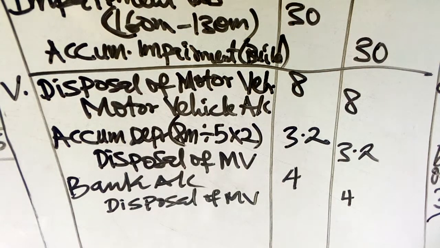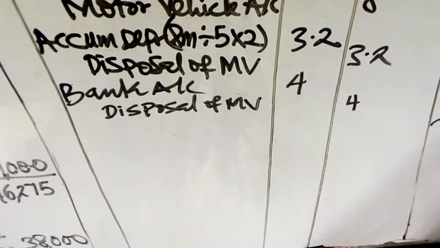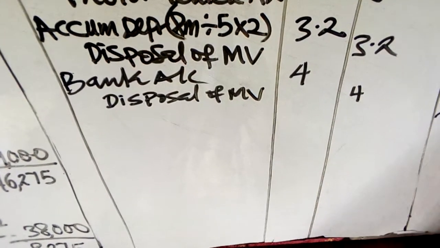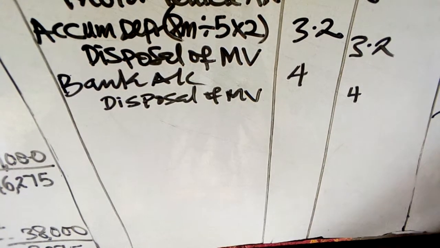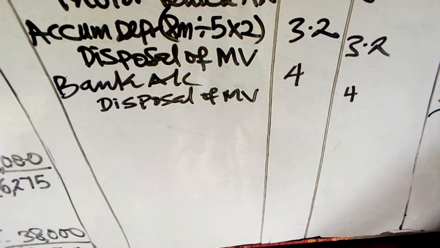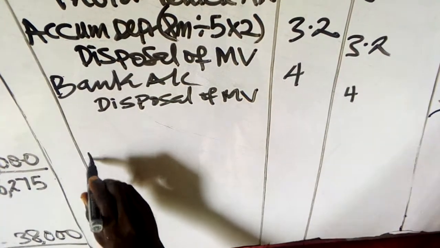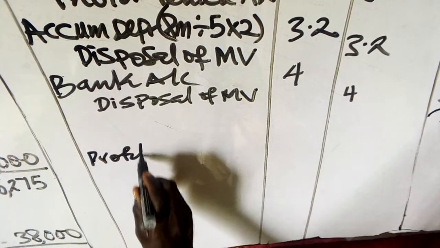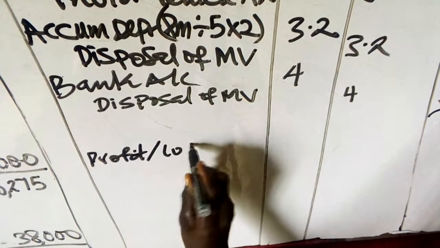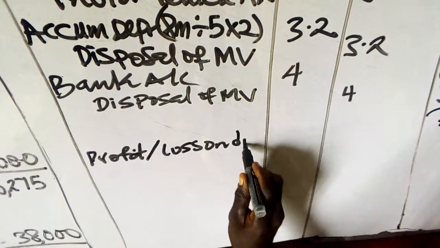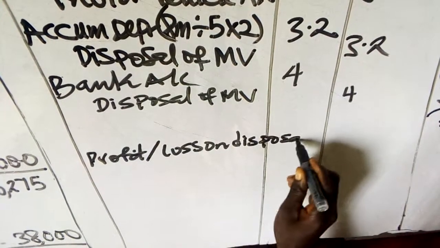One important accounting concept is the realization concept. In line with the realization concept, you recognize profit when goods are sold or services are provided. So, how much is the profit recognized upon the sale of this asset? To calculate profit or loss on disposal, you make use of this format.